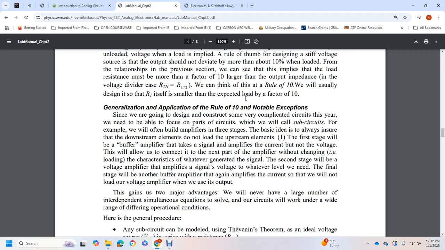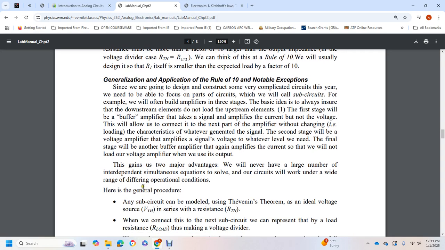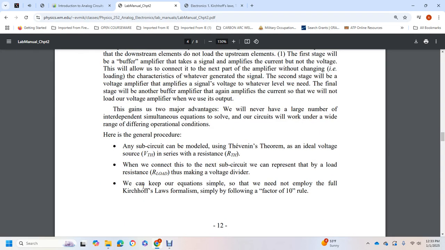The second stage will be a voltage amplifier, amplifying the signal voltage to whatever level we need. The final stage will be another buffer amplifier that again amplifies the current, so that we do not load the voltage amplifier output. The two major advantages are that we never have a large number of independent simultaneous equations to solve, and that our circuits will work under a wide range of different operating conditions.